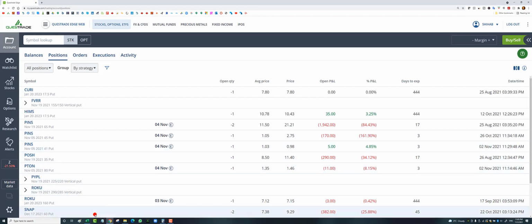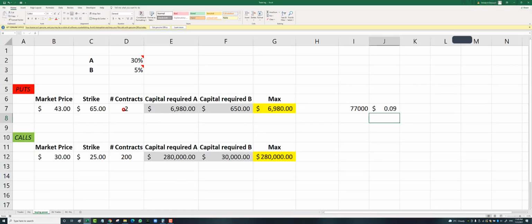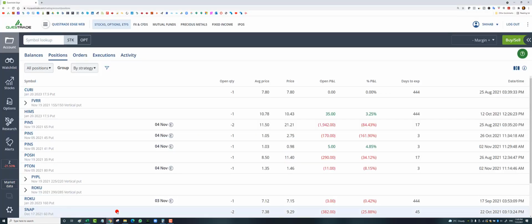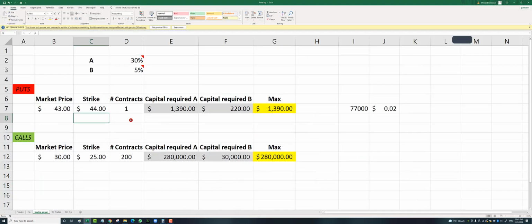So 45 and 41, while the market is at 43. I've got 41. It's taking about 1,000 buying power, and I've got 44, I believe, as well. So that one's taking, actually, is it 44 or 45? 45. So 45 is taking about 1,500 buying power. So yeah, Pins is probably taking almost 9,000 buying power out of me. Let's see what else I have.